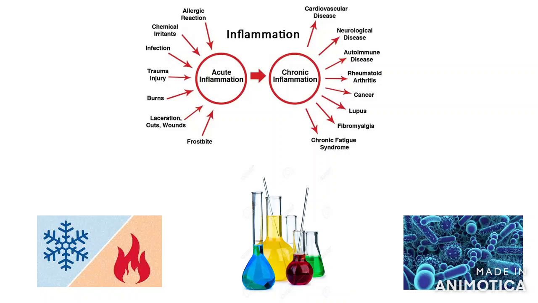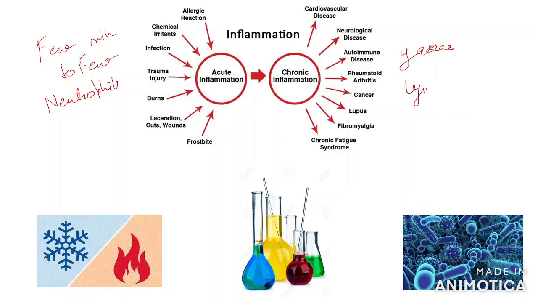Now, this inflammation is of two types. One is acute, the other one is chronic. Now, acute inflammation may go up to few minutes to few days, but chronic inflammation can take up to years. Years in order to manifest its symptoms, right? And in acute inflammation, the major cell that we are going to deal with is the neutrophil. Whereas in chronic inflammation, we have lymphocytes and macrophages.